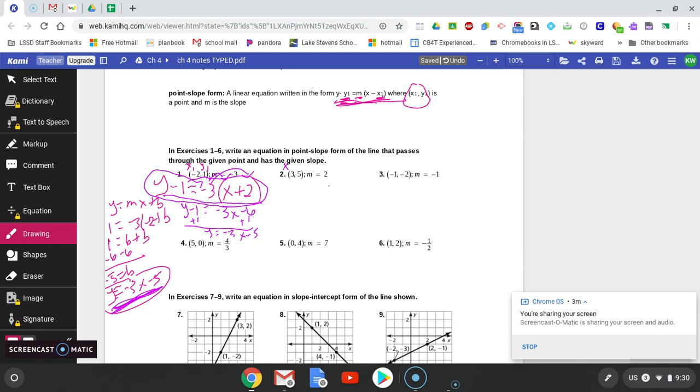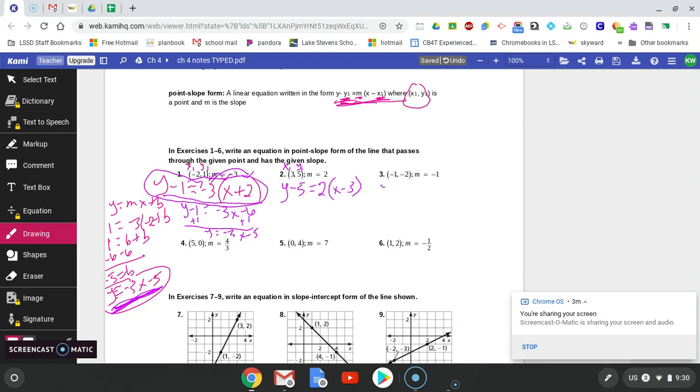Okay, so we'll label it as x1, y1, and then we substitute in. So I have y minus my y1, which is 5, is equal to my slope of 2, and then parentheses x minus my x1, which is 3. That's it. I'm done. Try the next 4 problems, number 3, 4, 5, and 6, and then check and see how you did.